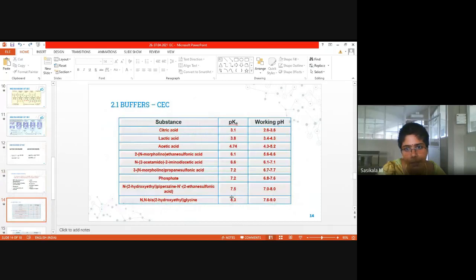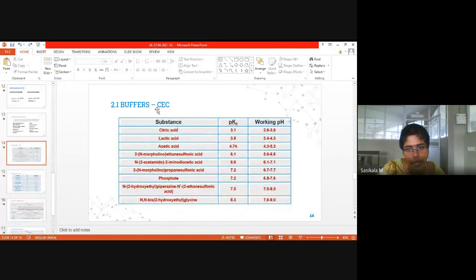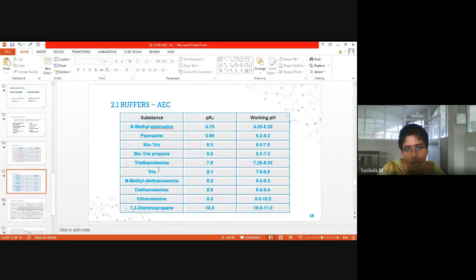Here are the different buffers used with the pKa value and working pH of each buffer. Citric acid, lactic acid for acidic buffers, acetic acid, then ethane sulfonic acid, iminodiacetic acid. These are examples of buffers used from acidic to basic pH. Lysine, these are basic buffers, these are acidic buffers. All used for cation exchange chromatography, acidic buffers for cation exchange chromatography, positively charged ions. This is anion exchange chromatography, negatively charged ion separation.